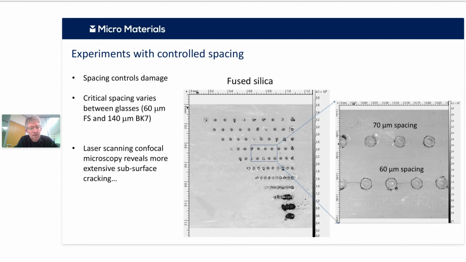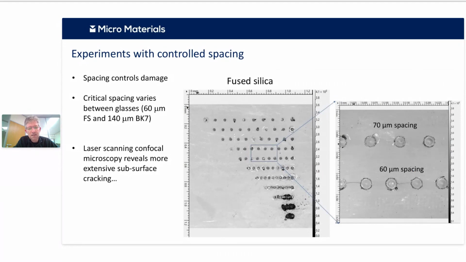And what you can see, if you zoom in on the right, is quite a clear, abrupt transition when they're 70 microns apart. Under these conditions, they don't interact, or they don't appear to interact. When you take it down to 60 microns, then you start to get these cracks joining up between the adjacent impacts. So we want to understand a bit more about that.